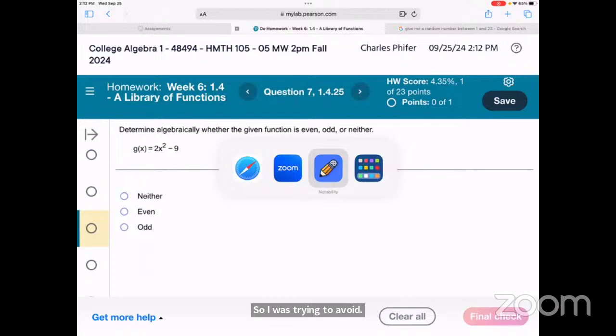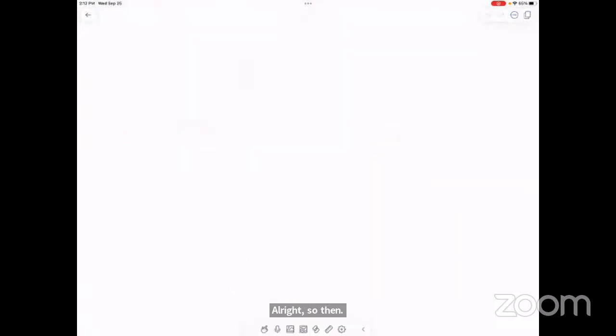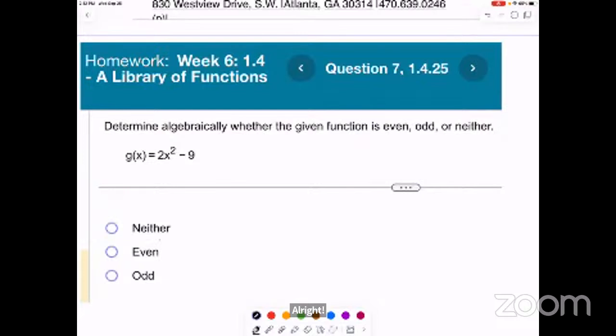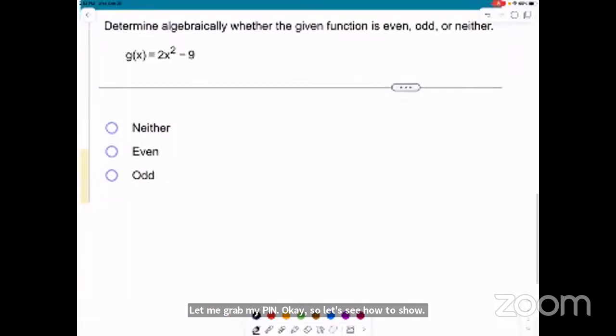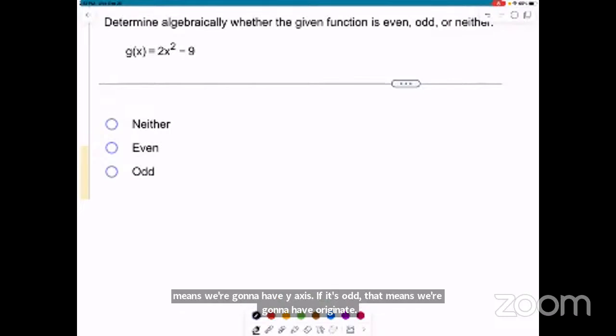All right, so then it's here. All right, let me grab my pen. Okay, so let's see how to show algebraically whether a function is even, odd, or neither. So this is like a test to show symmetry. Again, if it's even, that means we're going to have y-axis symmetry. If it's odd, that means we're going to have origin symmetry. If it's neither, then there's neither of those types of symmetry.